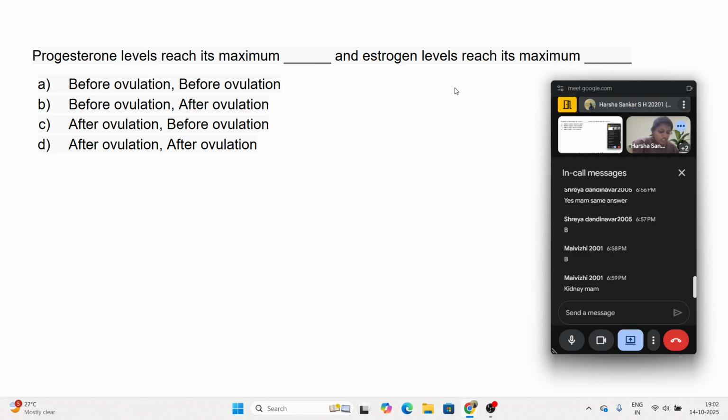Sir has actually shown a flowchart with the cyclicity, the number of days, and which hormone is peaking. If you remember that chart, then you can easily answer this. Is it before ovulation for both, or progesterone reaches maximum before ovulation and estrogen reaches maximum after ovulation? Or is it the opposite, progesterone after ovulation and estrogen before ovulation, or both after ovulation? What is the correct answer?